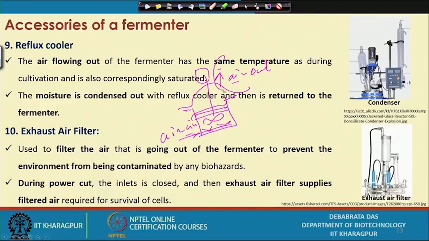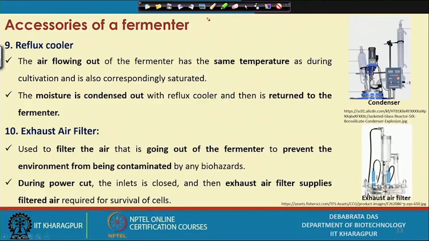So what we do is put a condenser here, so that whatever vapor is going out is condensed back into the fermenter. Then there is the exhaust air filter, which I told you can be used to avoid contamination.